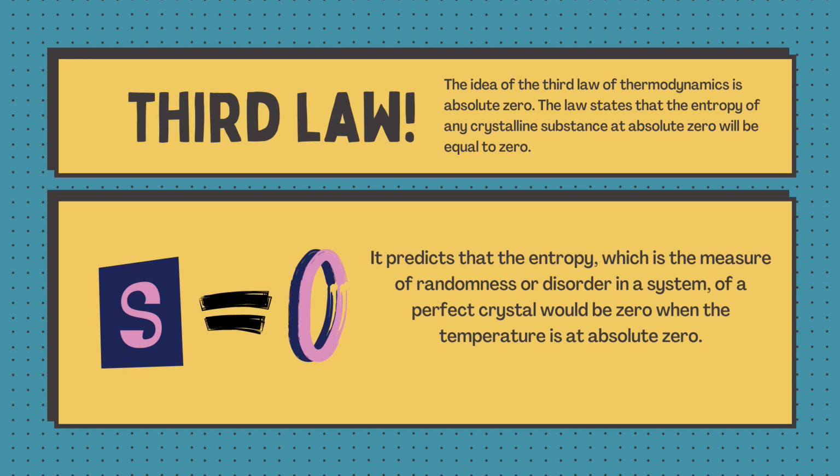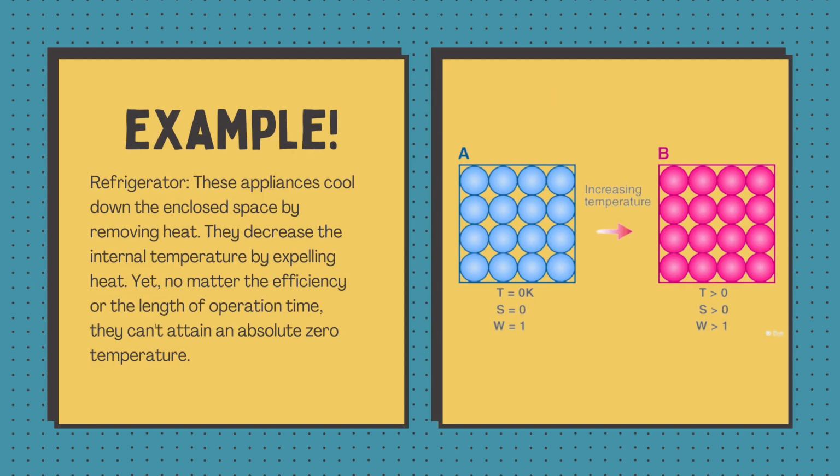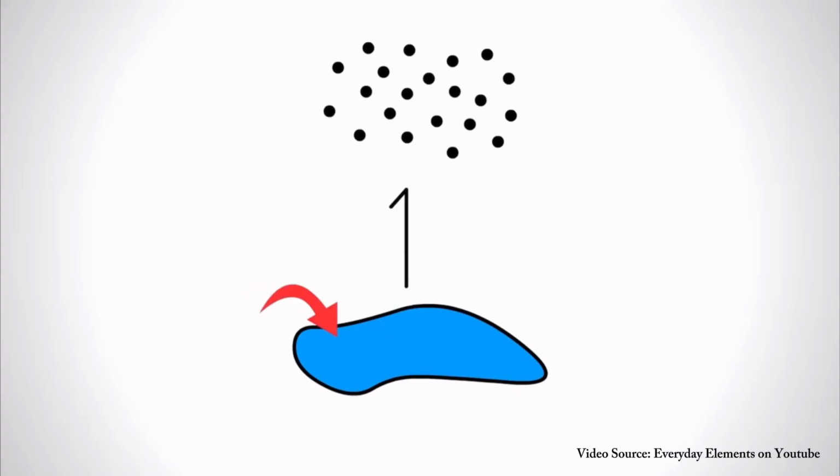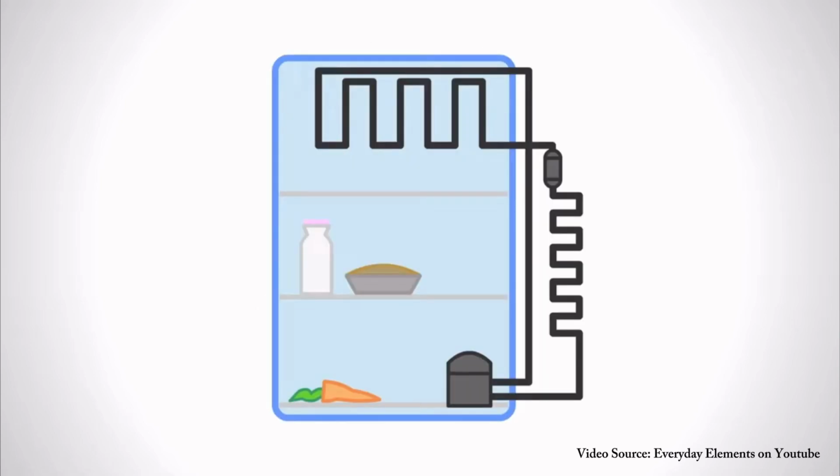And at absolute zero, all substances would be in solid phase, and all particles would have zero kinetic energy, and it is measured in the Kelvin temperature scale. An example can be shown in a refrigerator, as these appliances cool down the enclosed space by removing heat. They decrease the internal temperature by expelling the heat, yet no matter the efficiency or the length of operation time, they cannot attain an absolute zero temperature.